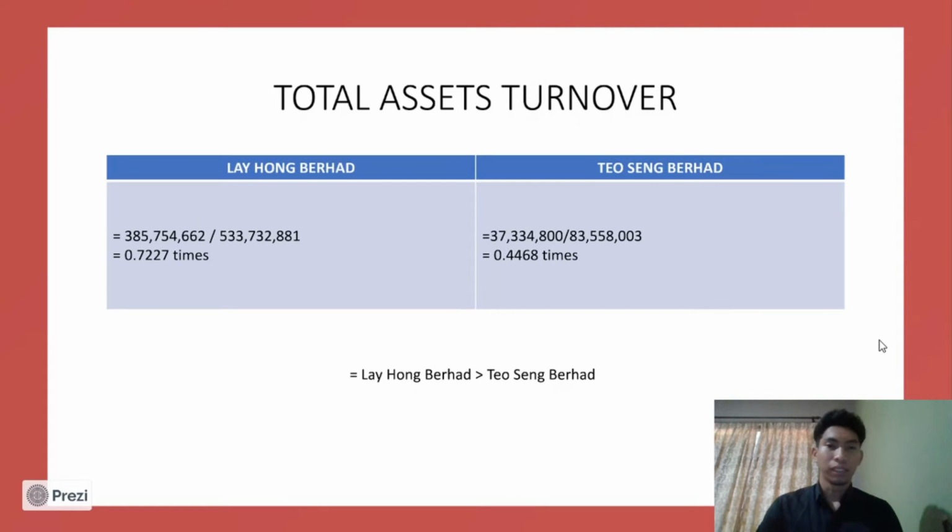Next we see total assets turnover. The value for Lehong Berhad is 0.7227 times, and for Teoseng Berhad is 0.4468 times. So Lehong Berhad has more total assets turnover in the company, better than Teoseng Berhad, which is only 0.4468 times per year.